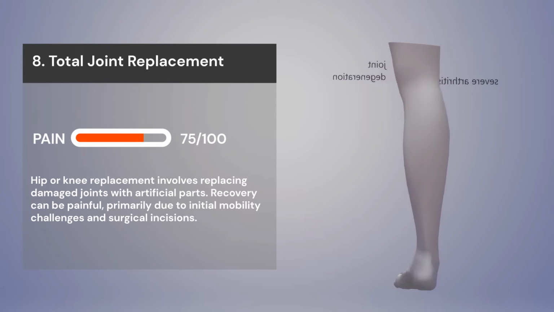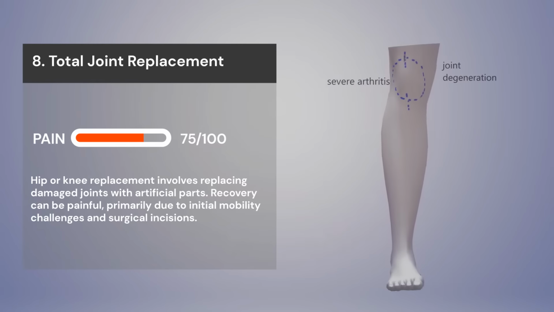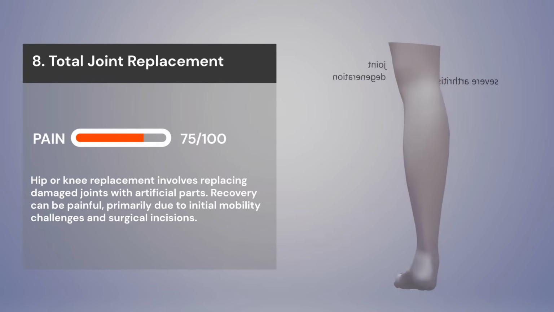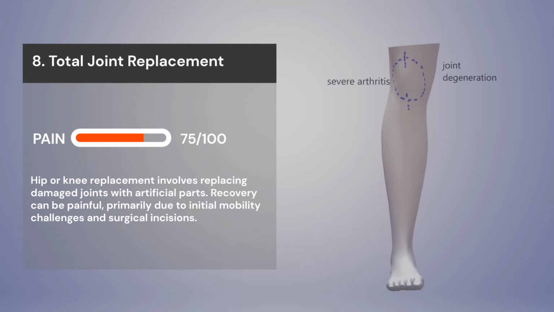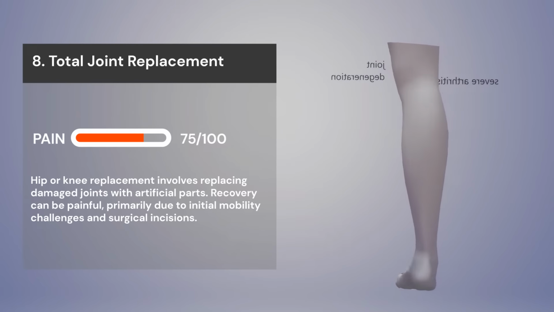Number 8. Total joint replacement. Total joint replacement surgeries, such as hip or knee replacements, are common procedures to relieve pain and restore mobility in patients with severe joint damage. While advancements in surgical techniques have improved outcomes, these procedures can still be associated with significant initial pain due to the surgical incision and the trauma to surrounding tissues.